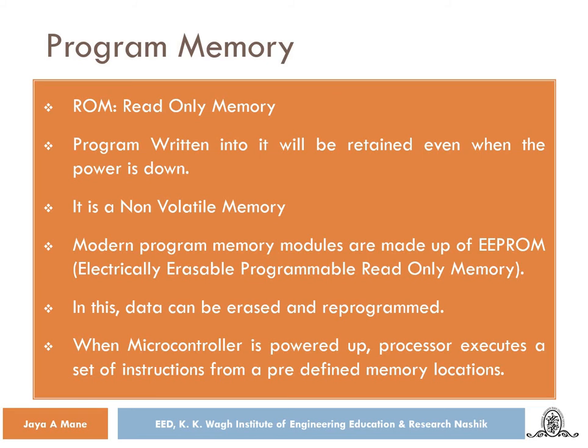Then there is the program memory. We have seen it. That is your ROM. This is a read-only memory. Why is it called read-only memory? Because once the program is written into it, it will be retained even when the power is down. So that is why it is also called a non-volatile memory, because the program does not vanish once the power is down. It remains there in the memory itself. So that is why it is called a read-only memory.